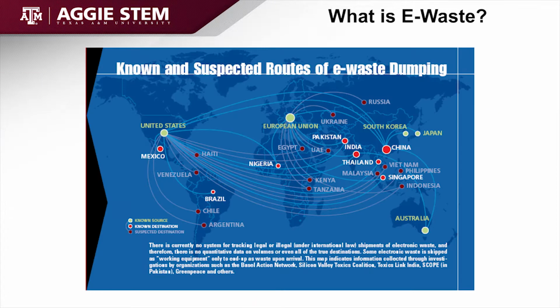If you notice on the slide, we know that by and large, the routes that this e-waste dumping follows go from developed nations to more developing nations. And by and large, it's global north distributing to the global south. So you can see the graphic there about where our e-waste tends to go.